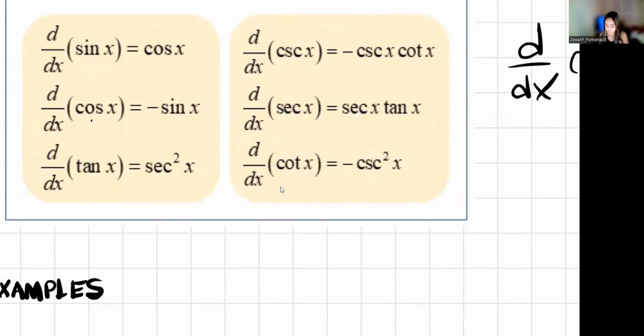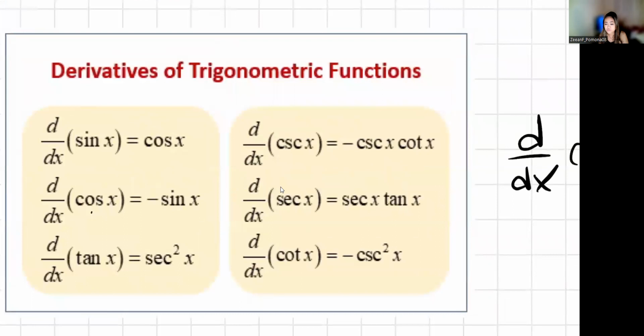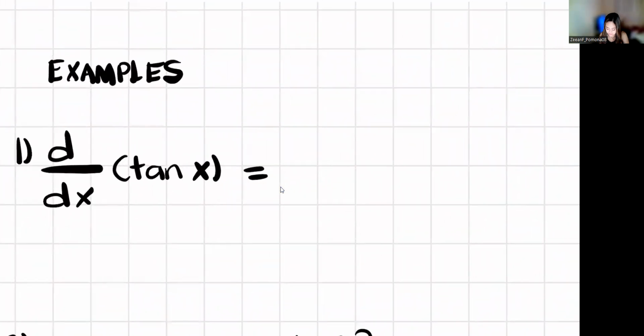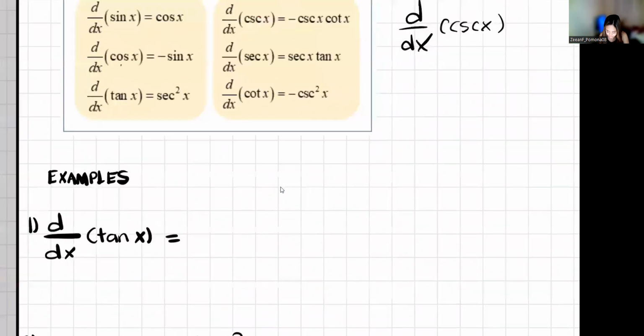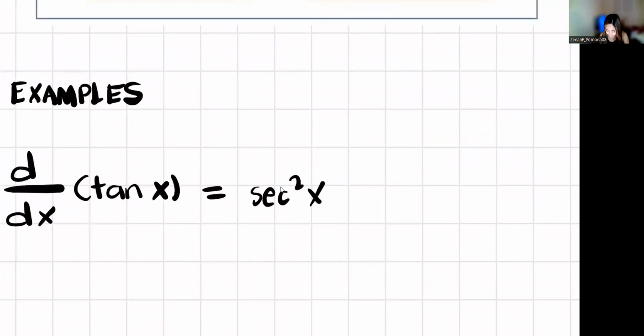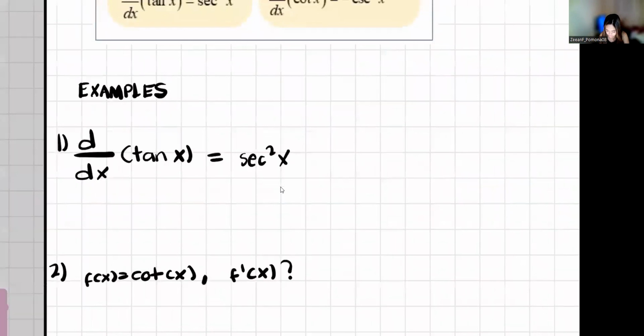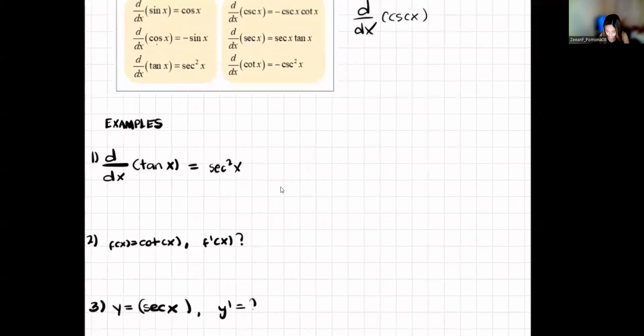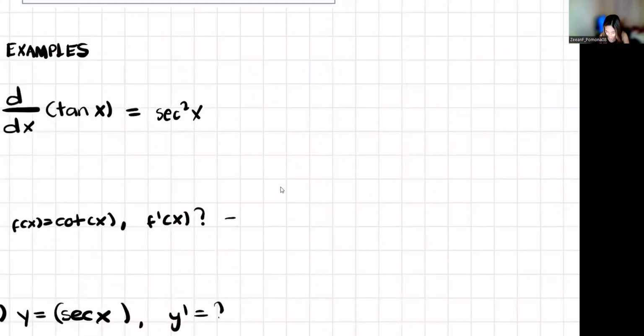So I want you all to please memorize the derivatives of trig functions, especially in AB, and you will especially need it for BC too. So what is the derivative of tan x? Well, we know that the derivative of tan x is secant squared x. Okay. So what is the derivative of cotangent x? Well, we know that is negative cosecant squared x.